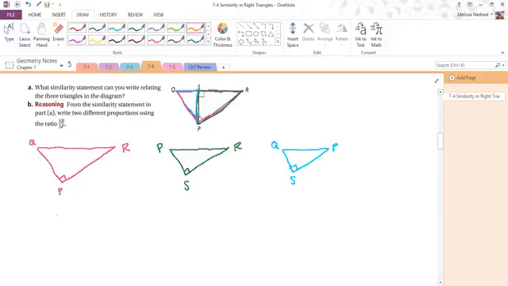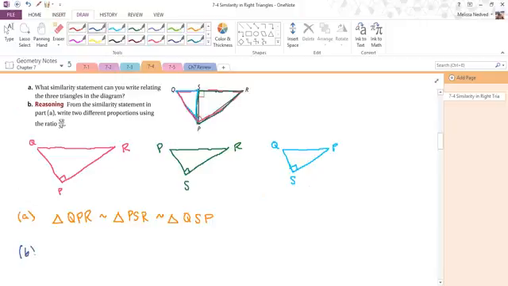So to write my similarity statement, again, you don't have to start with the large triangle, but I'm going to for consistency. I'm going to call it triangle QPR. So Q to P is the short side, P to R is the long side. So that's going to be the same order I'm going to want to go for all 3. So the middle triangle, short side to long side, is similar to triangle P, SR. And my last triangle, short side to long side, gives me Q, SP. That's my similarity statement. All of this was part A.